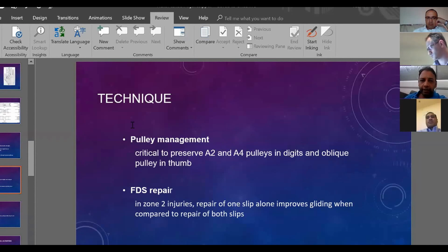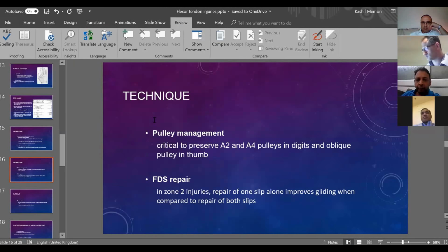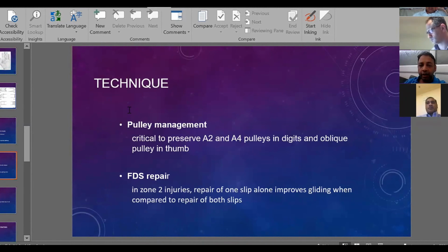Once you've done the tendon repair, then you have to do the pulley management. If there is a rupture of the pulleys, which you can find sometimes with these lacerations, try to preserve A2 and A4 pulleys in the digits and oblique pulley in the thumb, which is very important.